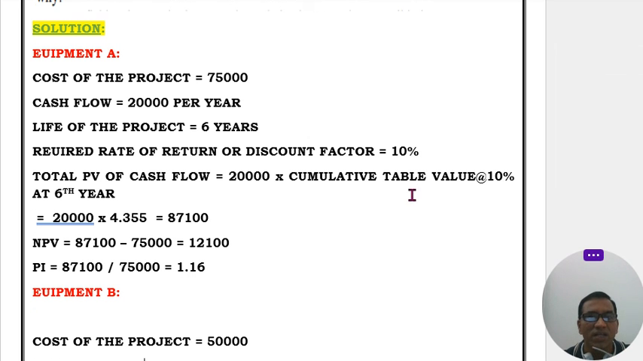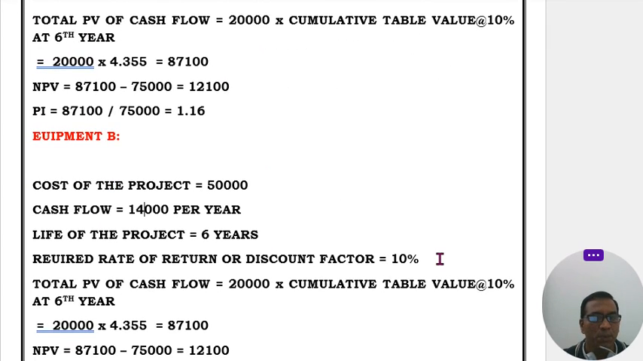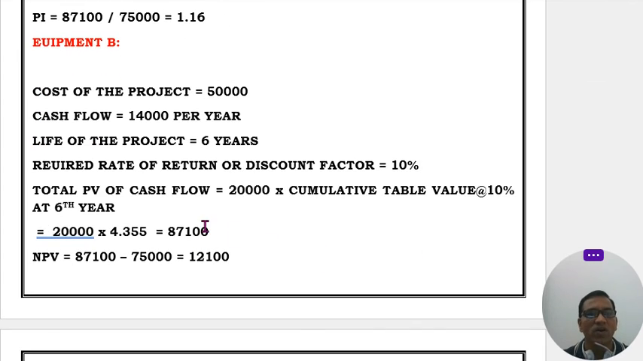What is the required rate of return? For both equipments it is 10%. So how will I get the total? Here also every year is the same 14,000, so no need of tables and no need of multiplying 6 times. Directly, 14,000 multiplied with the cumulative table value at 10% for the 6th year. So here 14,000 per annum.